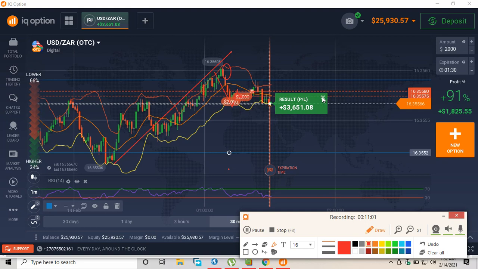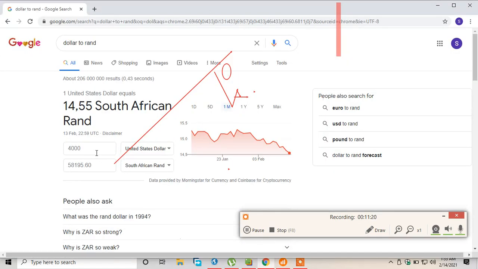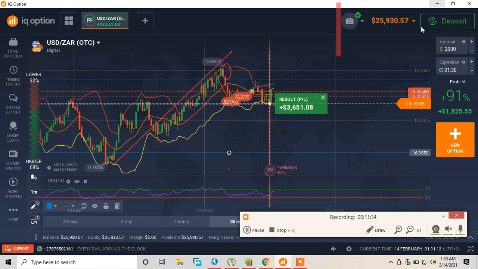Let's close this trade. That's 3.6. My machine just froze. Okay, so 3,651. It's not about how much. It's 53,000 that you would have made over the trade. Imagine taking that 53,000.